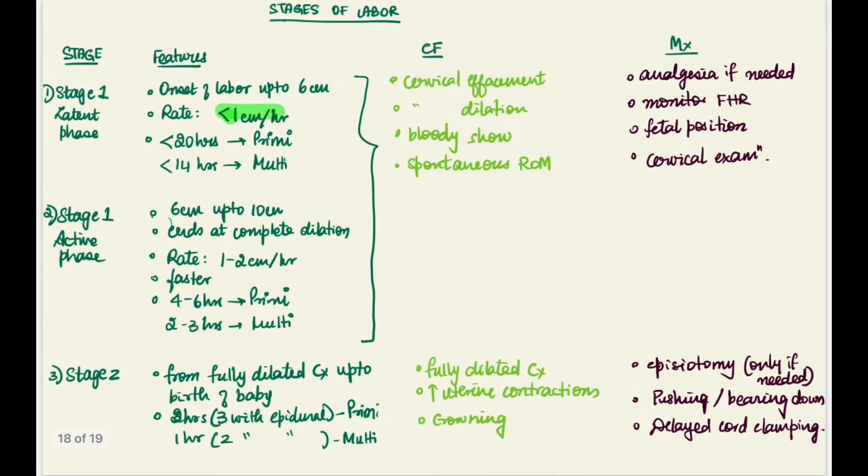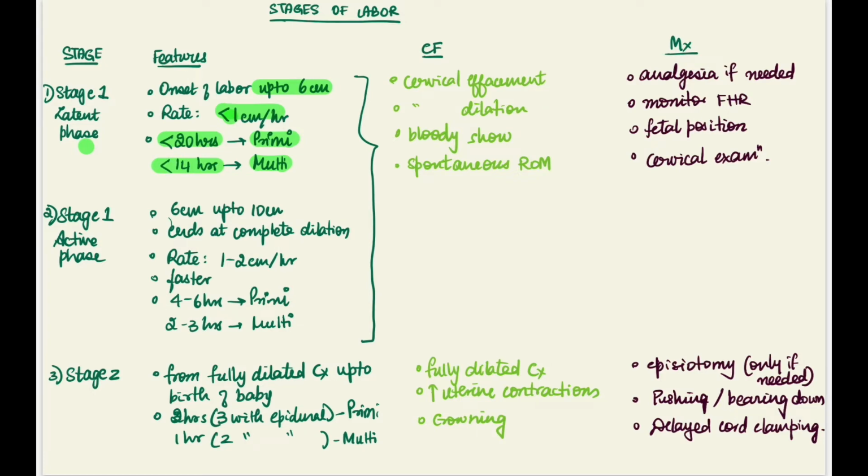Coming to a little more detail about the stages, stage 1 has two parts, the latent phase and the active phase. The latent phase begins with the onset of labor up to 6 centimeter dilation of the cervix, and the rate of cervical dilation is just about 1 centimeter per hour or less. So it's not a very fast phase, it's a very slow phase. And we have a few cutoffs for this phase: in a primi it should be less than 20 hours, and in a multigravida it should be less than 14 hours.